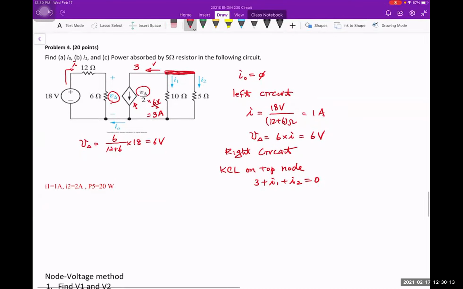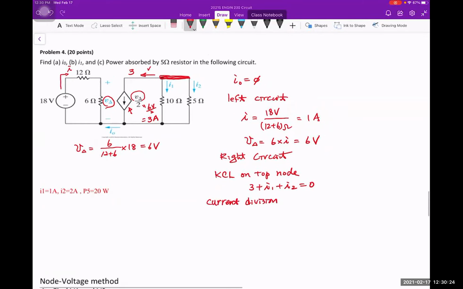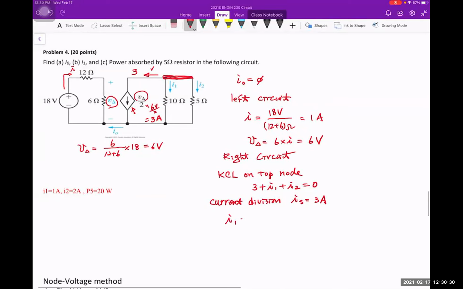So you can simply use the current division to find the current for each one of them. I use current division, and my source current is equal to 3 amp. My I1 should be equal to, you have R1 plus R2, which is 10 plus 5. When you find I1, you use R2. R2 is 5, and you multiply it with 3.